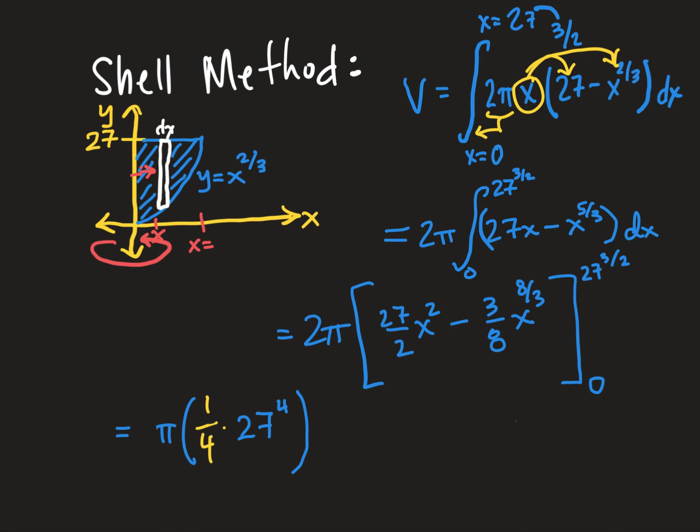Okay, I'll see you on the other side of a calculator. Okay, according to my calculator, 27 to the fourth power is 531,441 multiplied by that pi out front divided by 4. That should hopefully be the correct answer.